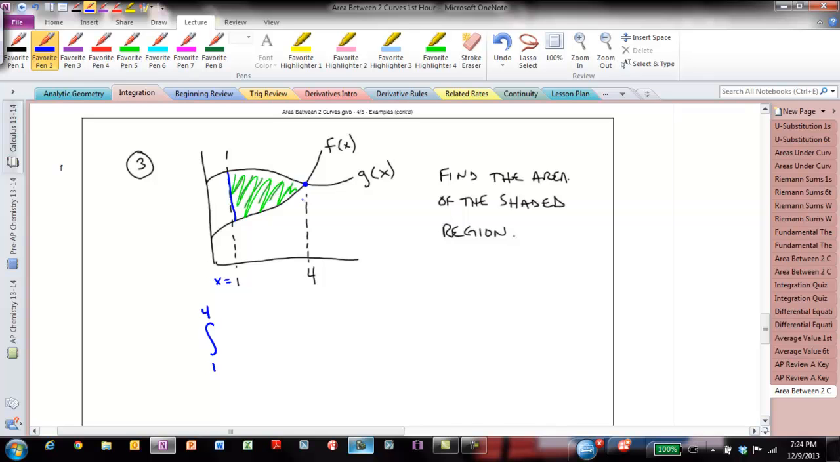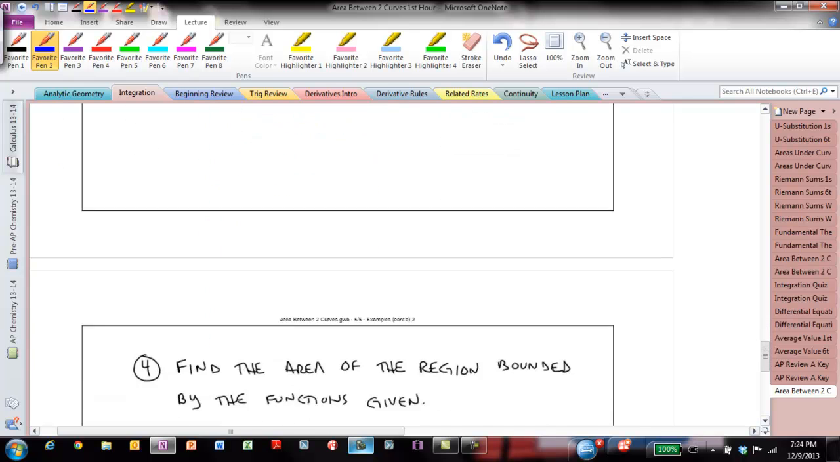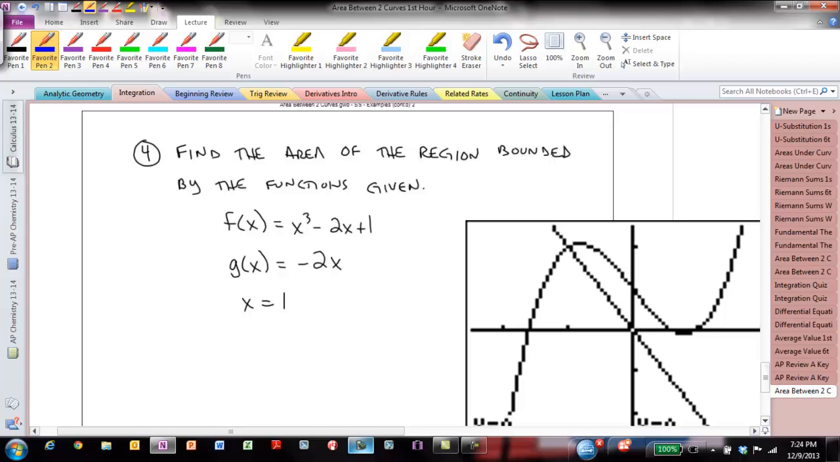We're going from 1 to 4, and so if we're doing top minus bottom, there's your top curve, there's your bottom curve. The shaded area, the top is g of x, and the bottom is f of x. And that's as simple as it is. You don't have to write a separate integral because they never change who's on top. In the interval for our area, the blue, the g of x is on top the entire time. Okay. Alright, so we're going to do one more.